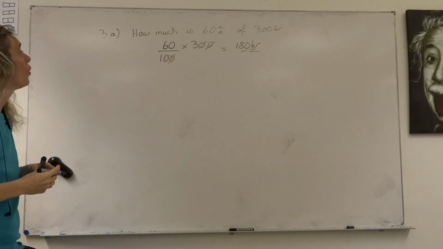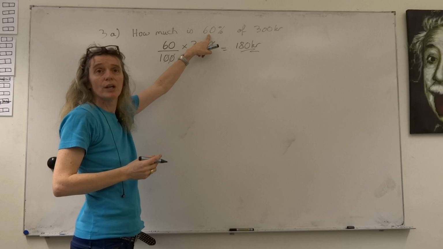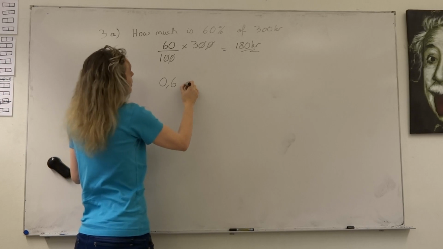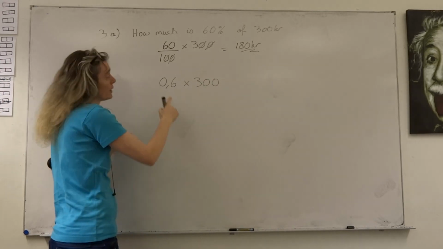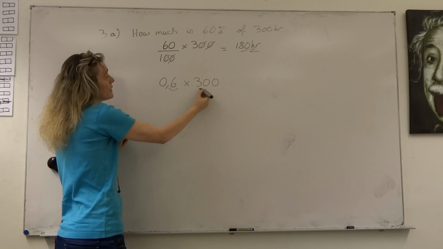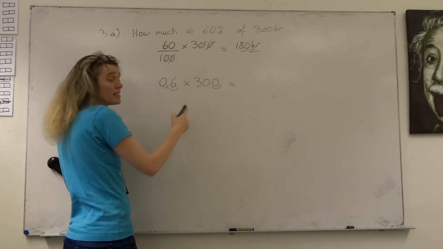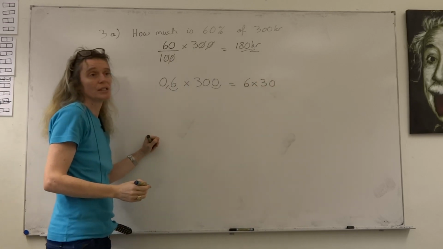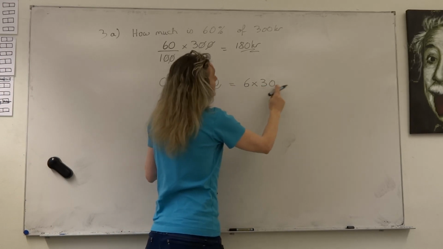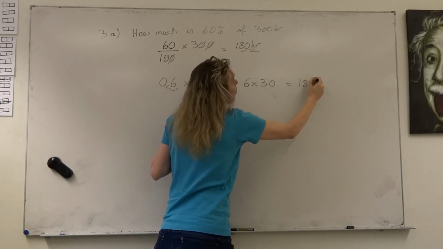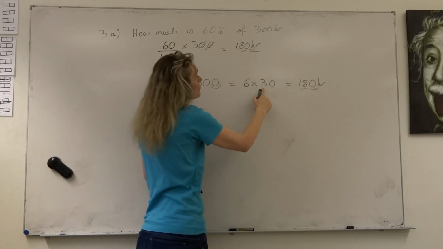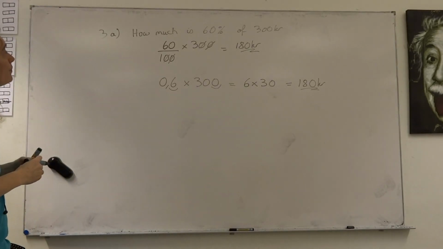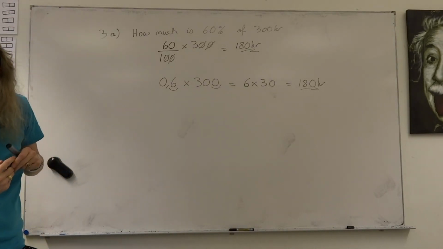We can write it as we say it, or we can think of 60%, we know it's the same as the decimal 0.6. 0.6 of 300. This one we can move the decimal point 1 place this way and 1 place that way, to say that 0.6 times 300 is exactly the same as 6 times 30. 6 threes are 18, so 6 times 30 must be 180 kronas. 6 threes are 18 and the 0 carries over as well. So either of those ways is fine. But the answer should be 180.